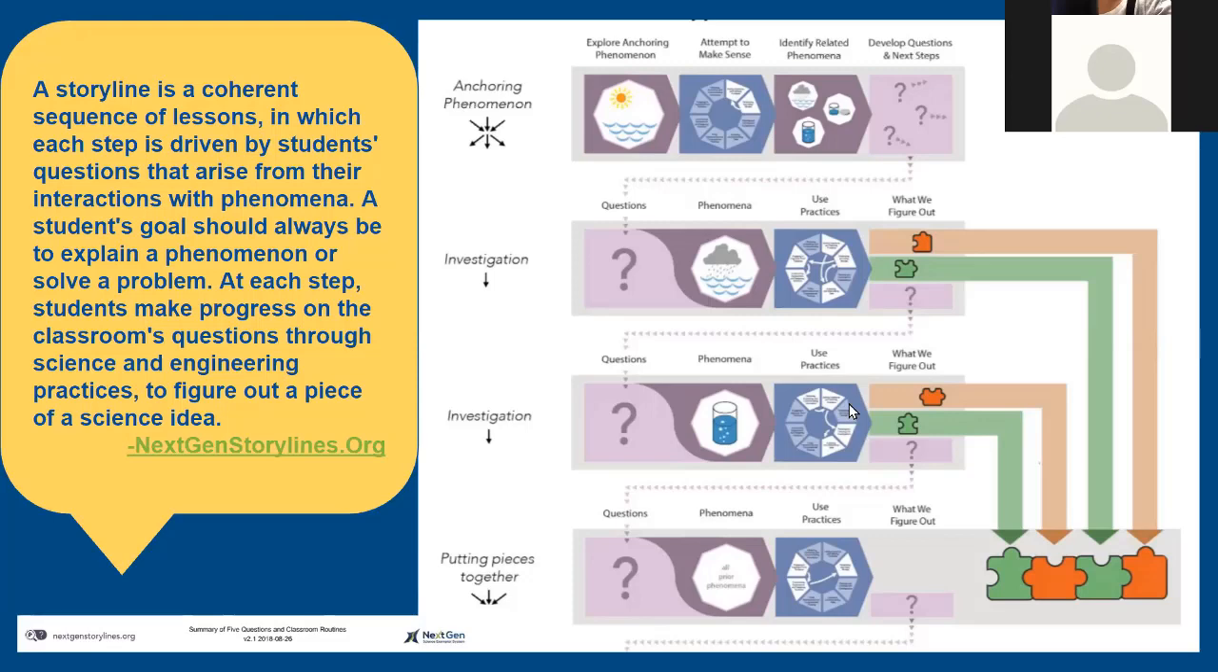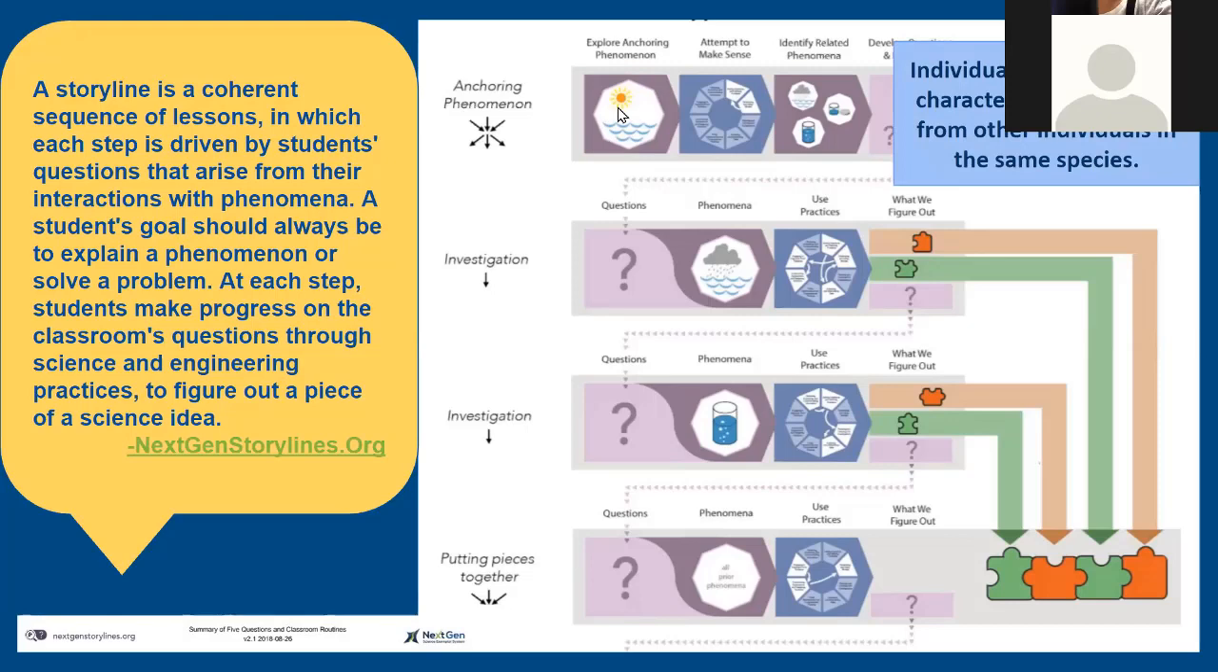So for example, they may learn in the anchoring phenomenon, they may look at some pictures of animals, and they may see that the individual organisms have characteristics that are different from other individuals in the same species. That may be what they notice, and that may be the anchoring phenomenon. This is a unit that was given to us by BSCS for ecology. So they looked at jaguars and they realized they could be black or they could be spotted. They looked at mosquitoes and they realized that they could be insecticide resistant or not.